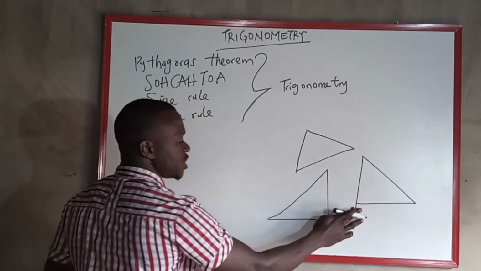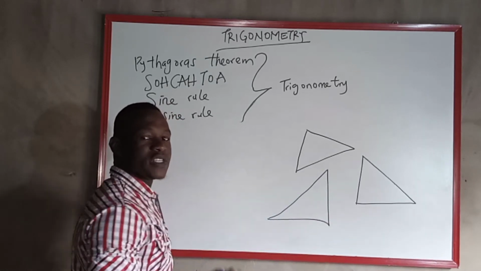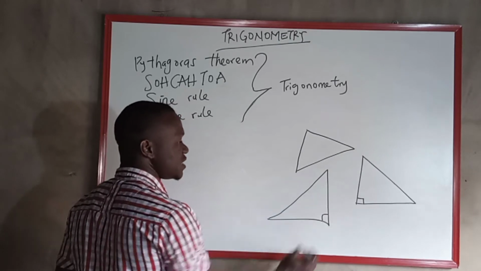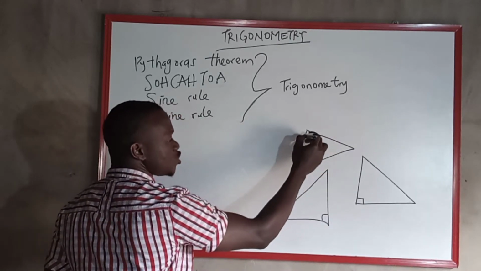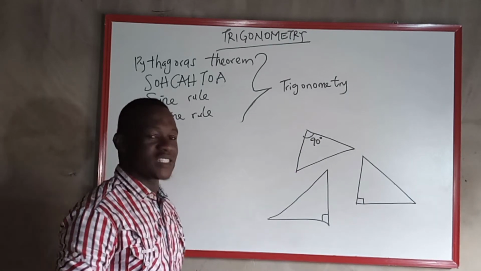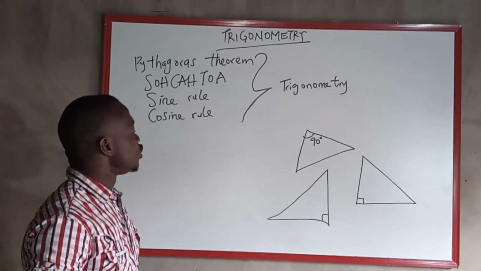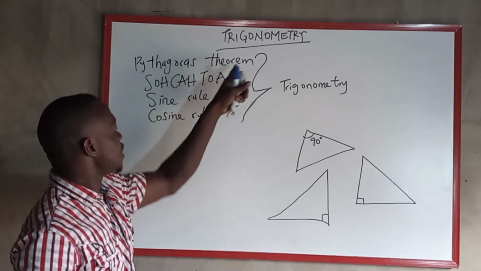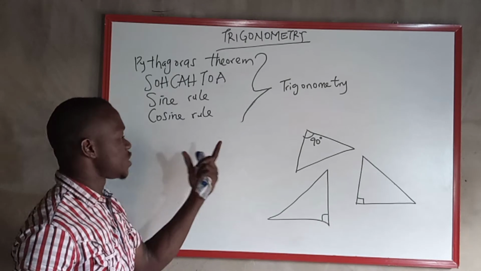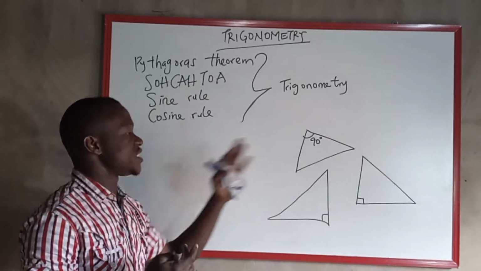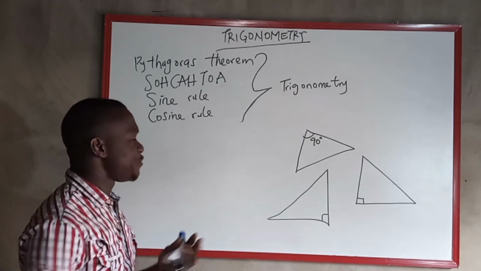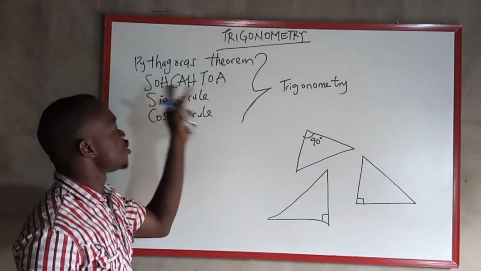Whatever form it comes, in as much as one of the angles is at 90 degrees, denoted by that sign, 90 degrees, or maybe they just show it as a normal sign and tell you it is 90 degrees. Wherever you see 90 degrees in a triangle, automatically you should be thinking of the Pythagoras theorem or the trig ratio, which is the SOHCAHTOA. Now, if you see 90 degrees in the triangle, you should not be thinking of sine or cosine. That should not even come to your mind. The only thing you should think of is Pythagoras theorem or SOHCAHTOA.